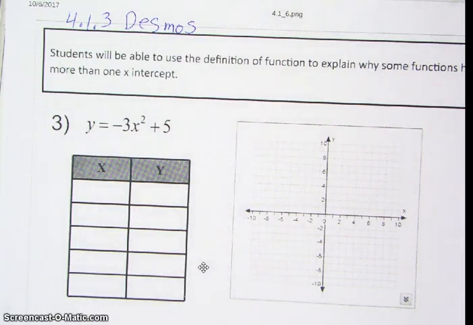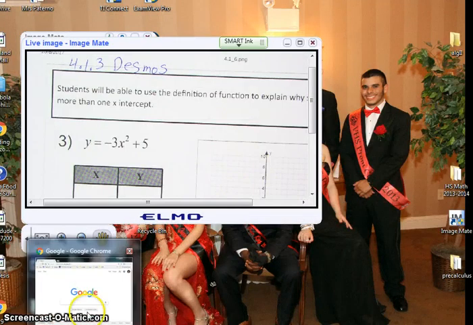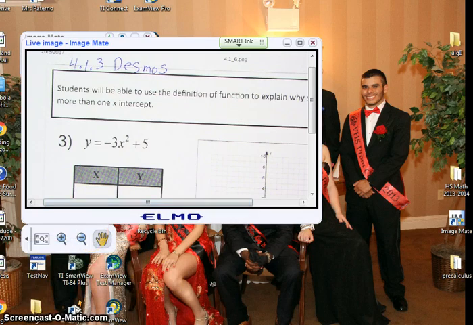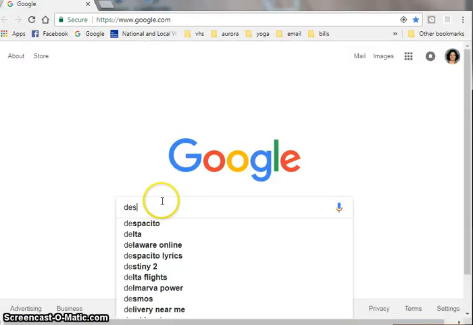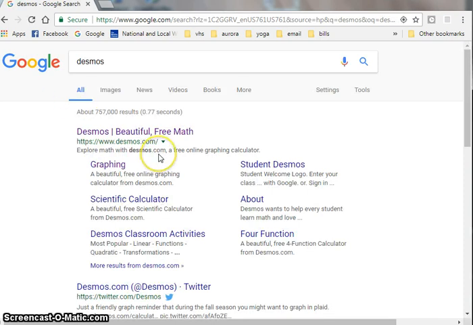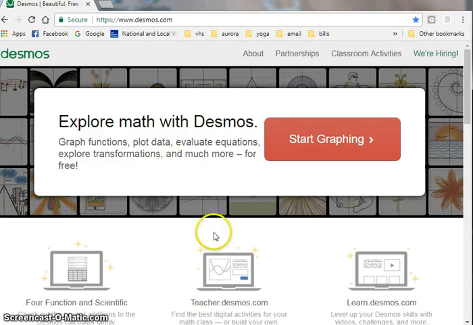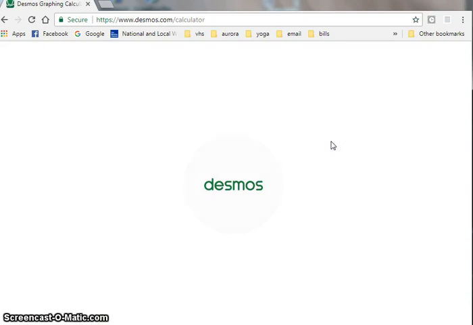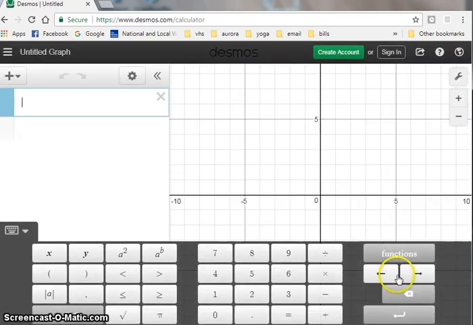So here we go. I'm going to start by going to Google, and I'm going to Google Desmos. There it is right up top, Desmos Beautiful Free Math. I'm going to click on Start Graphing. It takes a minute to load. Right here on the left is where you can type whatever you want to graph.